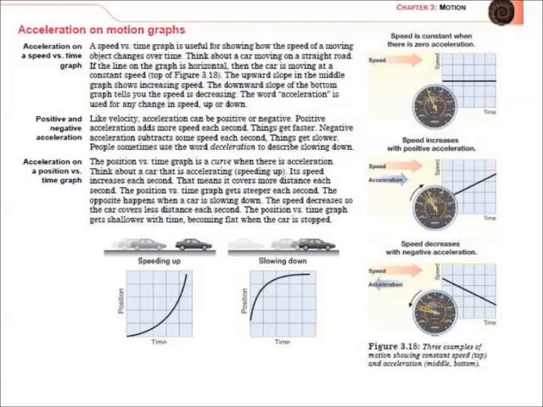The position versus time graph is a curve when there is acceleration. Think about a car that is accelerating, speeding up. Its speed increases each second. That means it covers more distance each second. The position versus time graph gets steeper with each second. The opposite happens when a car is slowing down. The speed decreases, so the car covers less distance each second. The position versus time graph gets shallower with time, becoming flat when the car is stopped.